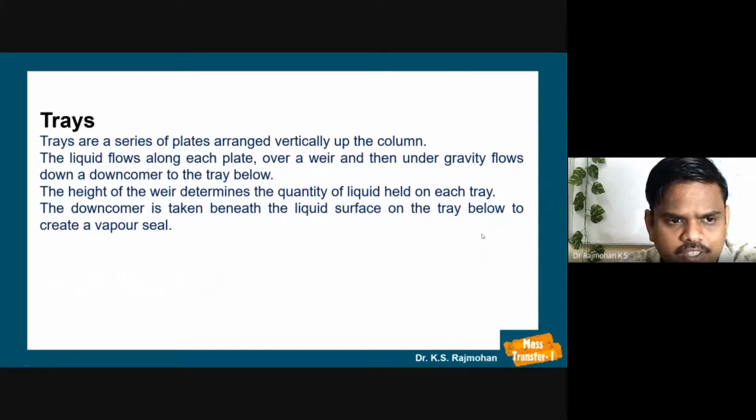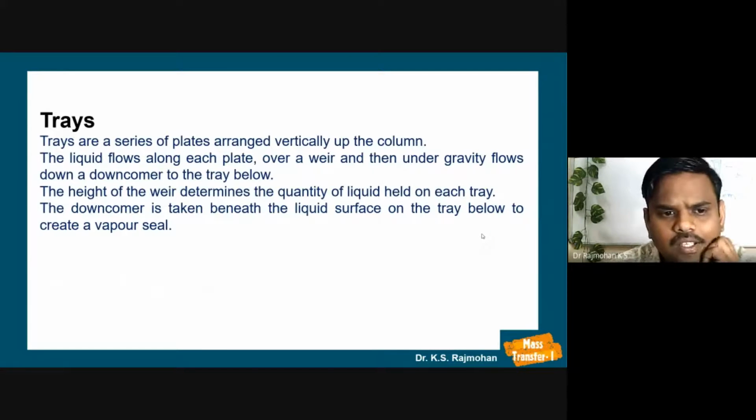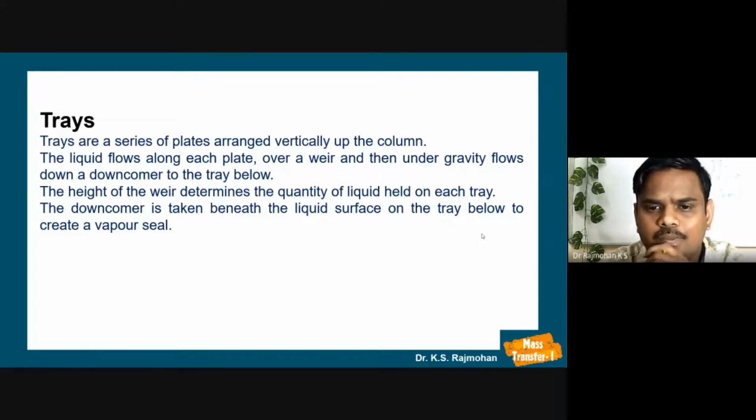So essentially, trays are a series of plates arranged vertically up the column. The liquid will be flowing along each plate over a weir. I hope we have learned the weirs and notches in fluid mechanics. What is the role it is doing there? The same role. With gravity, there will be overflow of liquid from the upper plate to the lower plate.